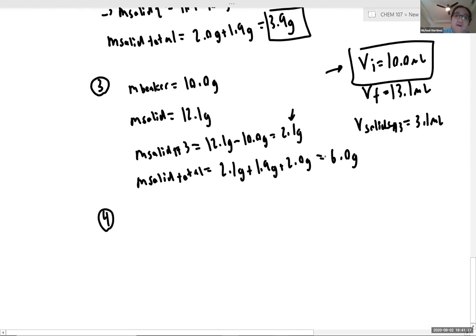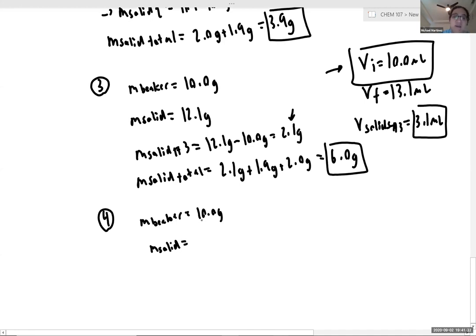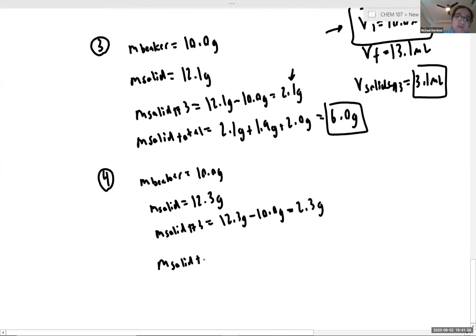Finally, for trial number 4, let's pretend the mass of our beaker was 10.0 grams, and the mass of our solid piece this time that we've added was 12.3 grams. So then the mass of solid number 4 is 12.3 grams minus 10.0 grams. That gives us 2.3 grams. So then the mass of our solid total is the sum of each of our trials. So we have 2.1 grams, 1.9 grams, 2.0 grams, and 2.3 grams. That gives us 8.3 grams.